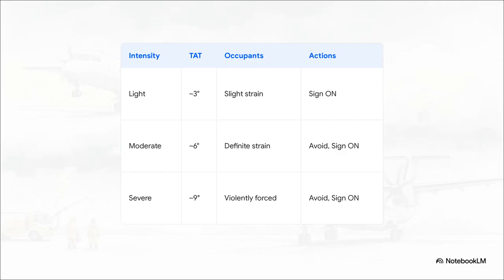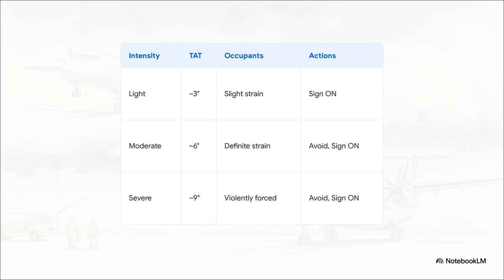Now, what's really interesting about this slide is how we can correlate precise temperature changes directly with the physical chaos happening back in the cabin. Look at the total air temperature, or TAT, changes. A shift of about 3 degrees indicates light turbulence, where occupants just feel a slight strain.